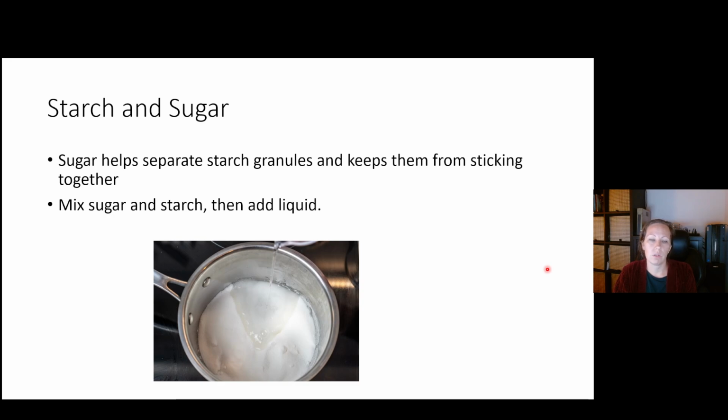In all of those methods, the overall goal is to separate out the individual starch granules so you don't have big clumps of them when you add them to the liquid.